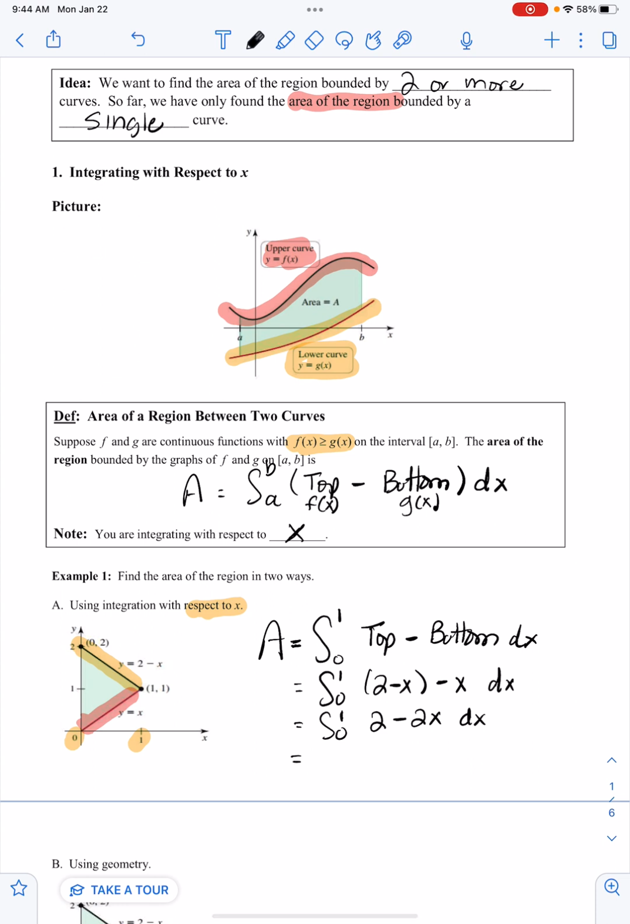When we integrate this, remember to use the power rule to go up a power and put the reciprocal in front. So 2 goes to 2x, and then 2x goes to x squared, and you're integrating that from 0 to 1. Really it's just a matter of plugging in 1. So we have 2 minus 1. So the area of that triangle that's shaded in green is 1.